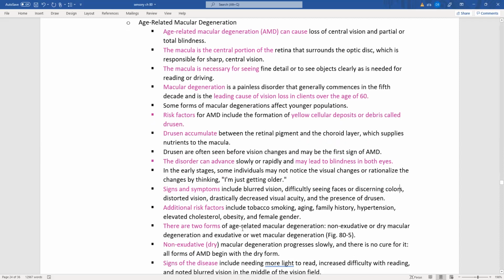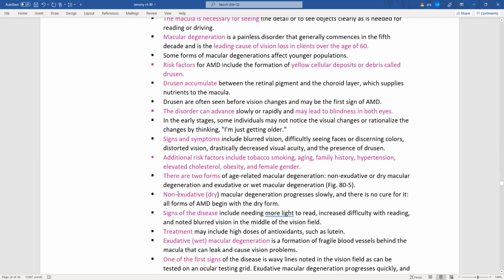There are two forms of age-related macular degeneration. I would remember that if I were y'all. There are two forms: non-exudative or dry macular degeneration, and exudative or wet. Now, let me tell you about the non-exudative, which is the dry one. It progresses slowly, and there is no cure for it. All forms of AMD begin with the dry form.